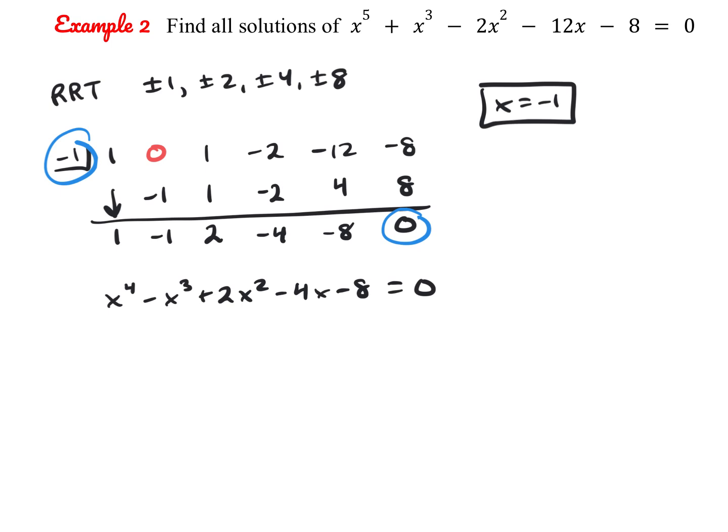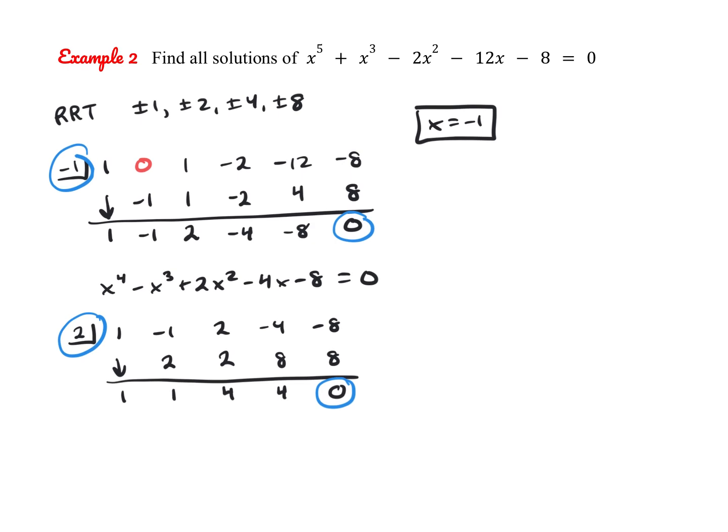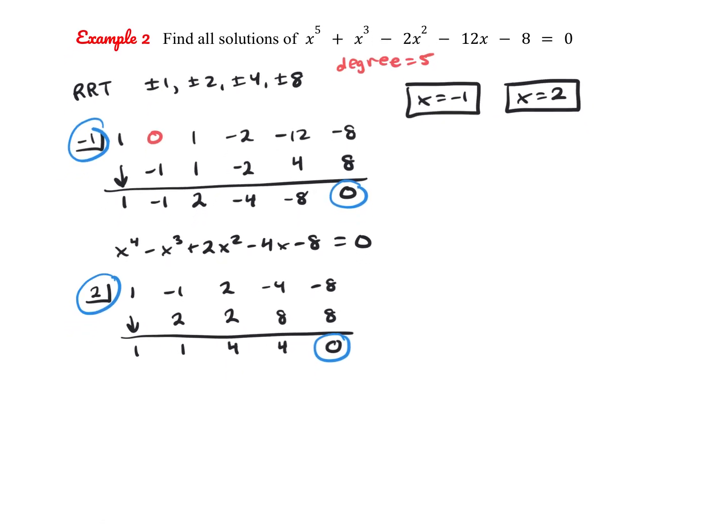Let's check another one. Okay, let's say I check positive 2. So here we have our coefficients listed out. We multiply and add. Multiply, add, multiply, add, multiply, add. So we have another 0 remainder. So that means that x equals 2 is another solution. I'm going to put it up here and box it. And I forgot to list this. We see that the degree of our polynomial is 5, meaning we should expect 5 solutions.